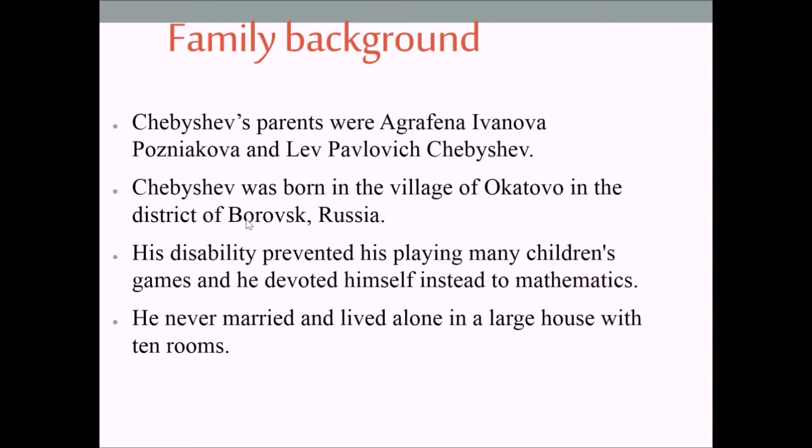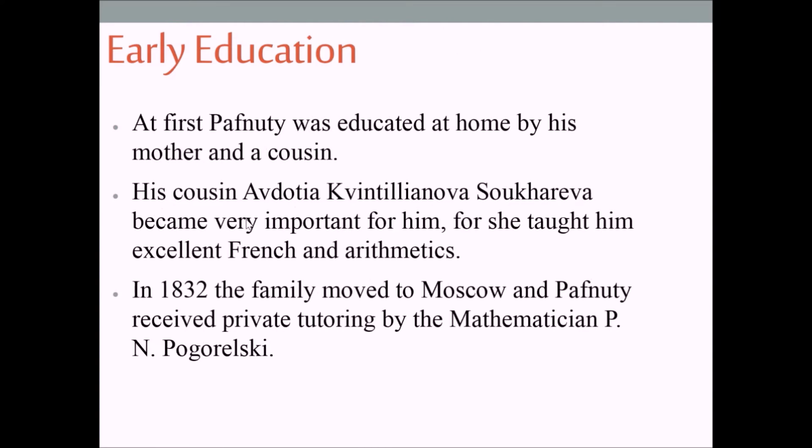He was born in the village of Okatovo in the district of Borovsk, Russia. His parents were Lev Pavlovich and his wife. His disability prevented him from playing many children's games, and he devoted himself instead to mathematics. He never married and lived alone in a large house with 10 rooms. In his early days, he was educated at home by his mother and a cousin. His cousin Avdotya became very important for him, as she taught him excellent French and arithmetic.